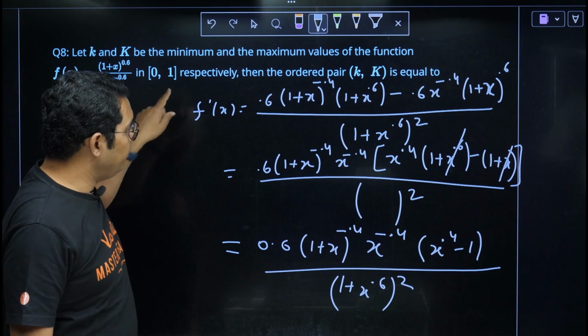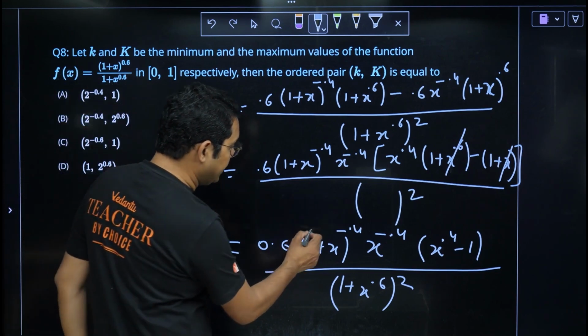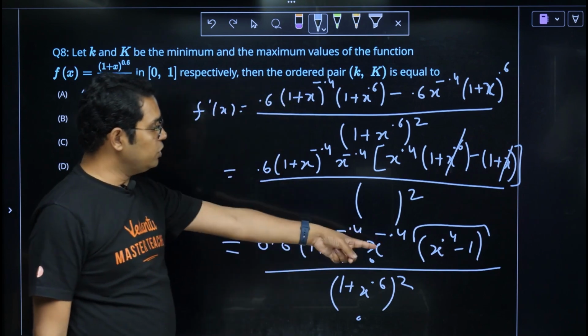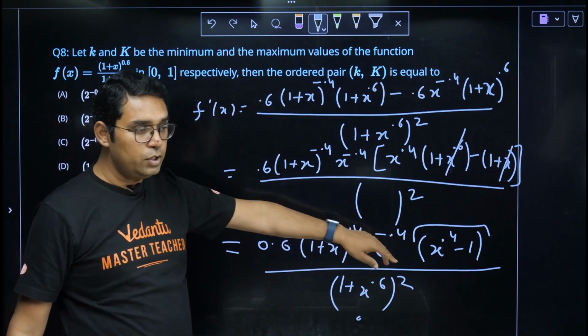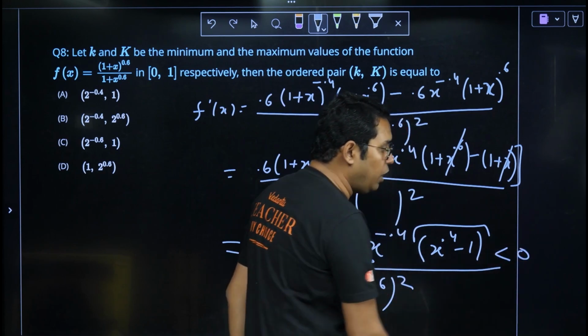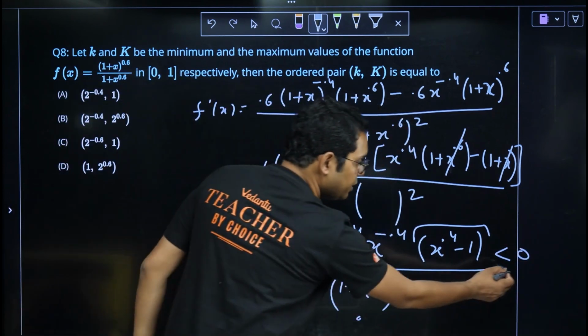You can check, if you put x from 0 to 1, all these brackets are positive, this is positive, this is positive, this is positive. Only this thing will decide. So for 0 it is minus 1, for 1 it will become 0. So from 0 to 1 you can check this will be negative, so it is negative throughout. So this function is going to be strictly decreasing.